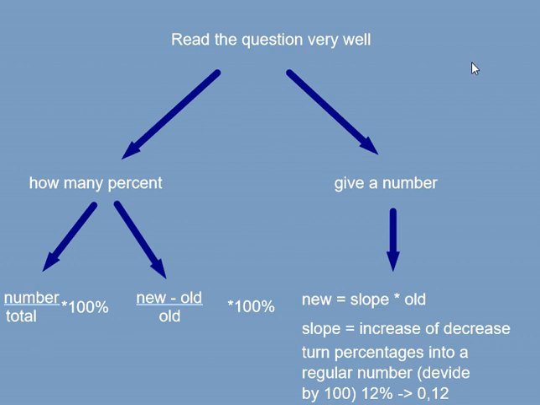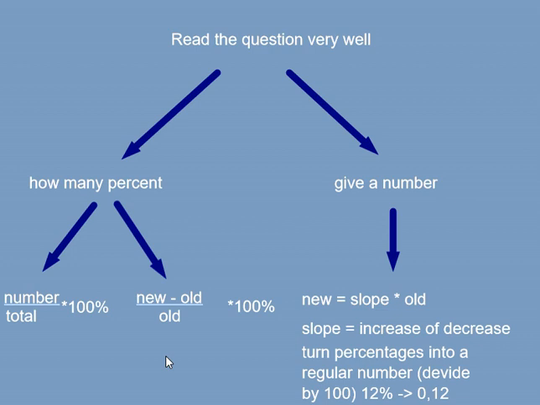Of course, you have to read the question really well and then ask yourself the question: is the question how many percent? When that's the case, you use this formula: number divided by total times 100%, or you use new minus old divided by old times 100%. The second one, new minus old, you use when you have two time periods, for instance, today and 5 weeks ago.